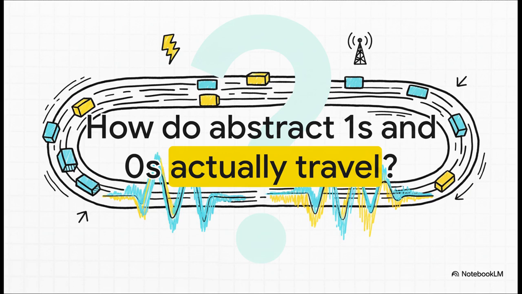We all know everything is just ones and zeros, right? Binary data. But that data can't just magically teleport across the planet. It needs a physical form. So how in the world does an abstract concept like a 1 or a 0 become something real? Something that can actually travel through a copper wire, a fiber optic cable, or just the air all around us?